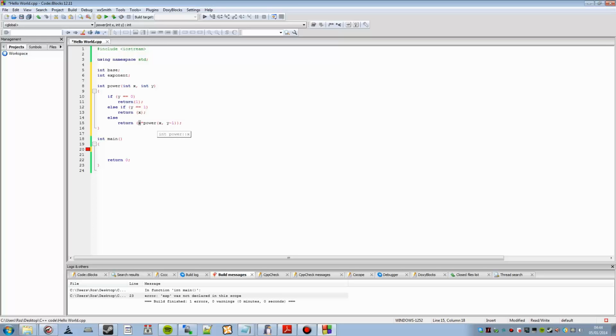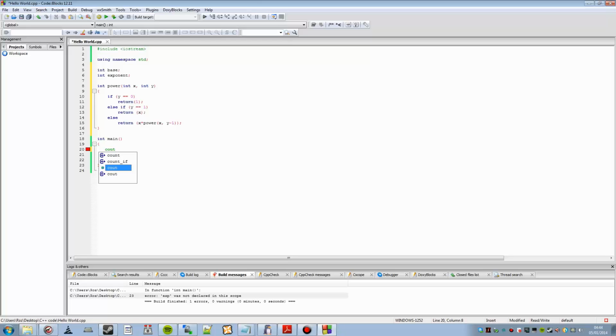So for example, if we had x is 2 and y is 4, then we would have 2 there, followed by 2 to the power of 3, and then this would go down, and then it would go 2 to the power of 2, and then y would equal 1, where it would just return 2, and then this would return 2 to the power 2 times 2, sorry, and then it would return 2 times 4, and then 2 times 8.